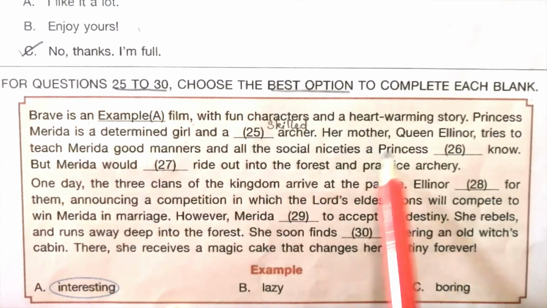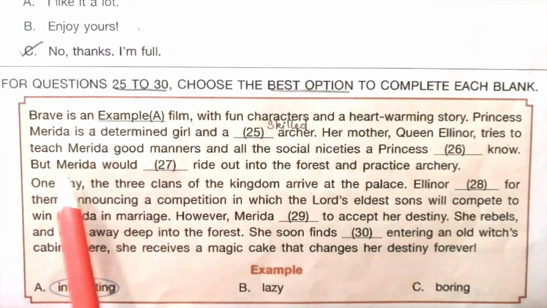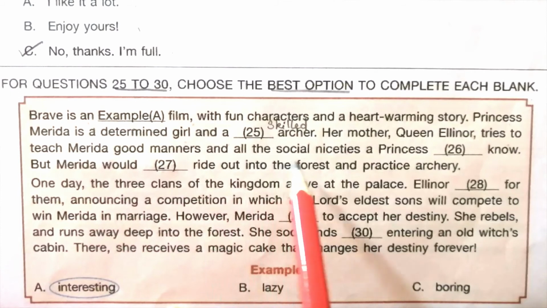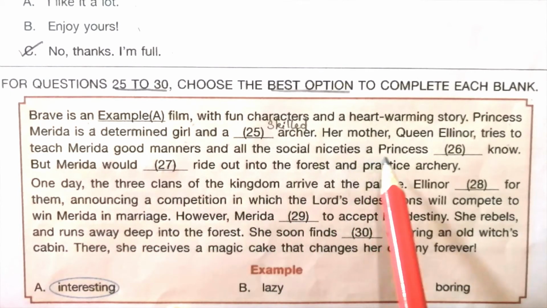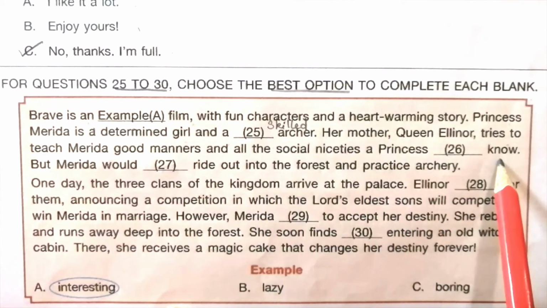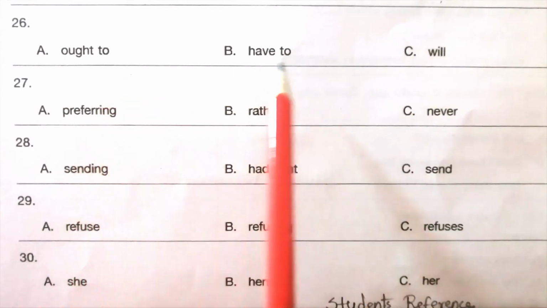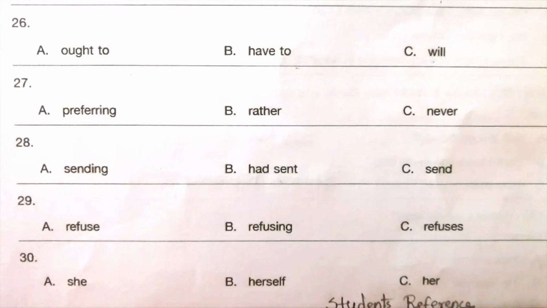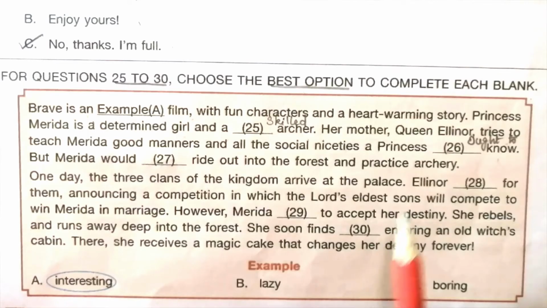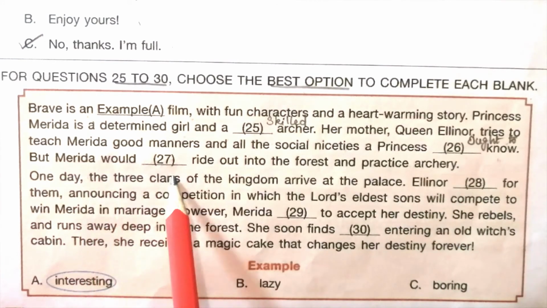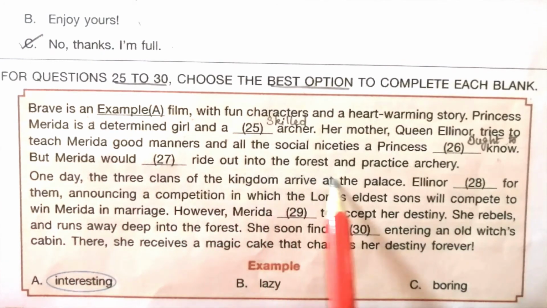Her mother, Queen Eleanor, tries to teach Merida good manners and all the social niceties a princess does know. The options are ought to, have to, will. The answer is A, ought to. Princess ought to know, but Merida would dash ride out into the forest and practice archery.